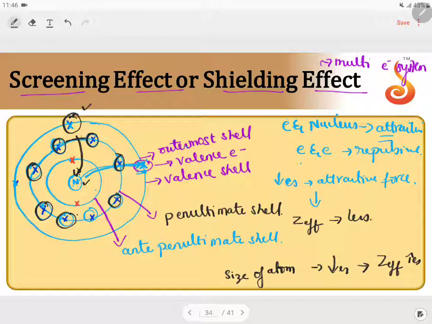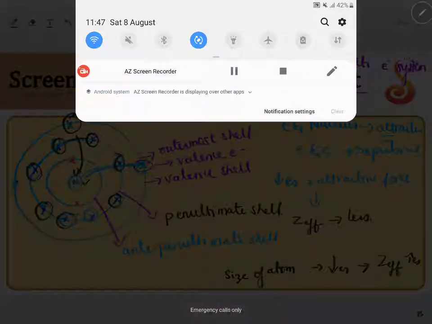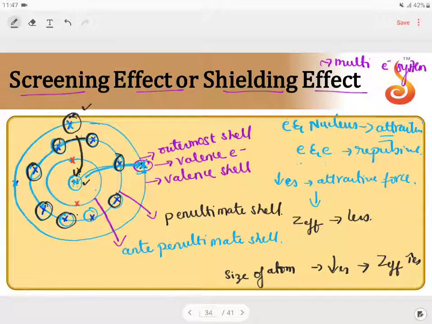What is the meaning of effective nuclear charge? It is the total positive charge experienced by the valence electrons, meaning how strongly the nucleus can pull the valence electrons. That is measured in terms of effective nuclear charge. If the effective nuclear charge is more, there is more attraction between the nucleus and the valence electrons. That's known as shielding effect. If the shielding effect is more, the size remains as it is and the effective nuclear charge will be less. If there is poor shielding, the size of the atom decreases and the effective nuclear charge increases.